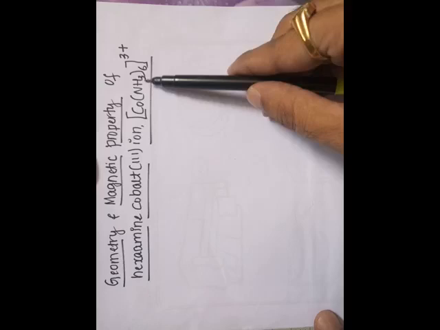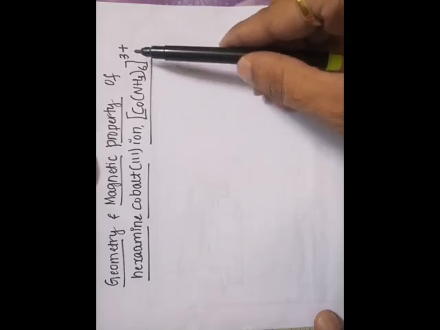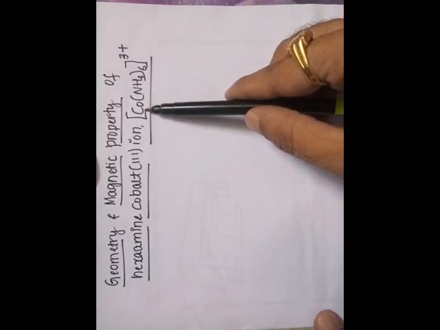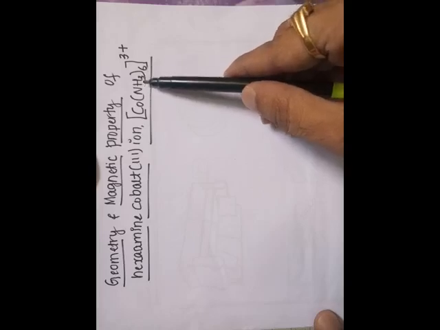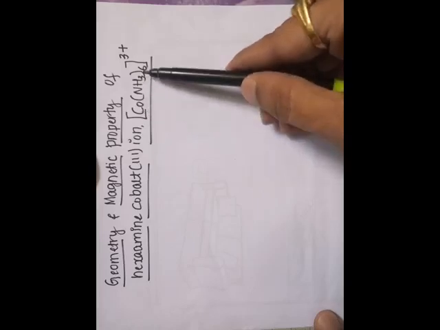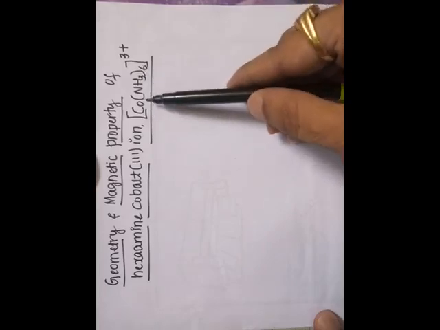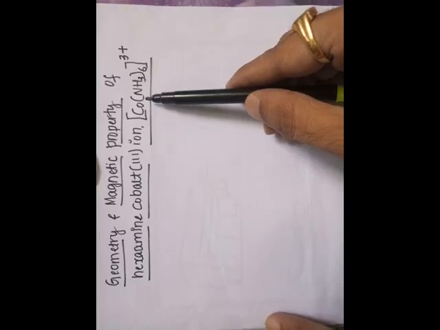Hello dear students, based on the valence bond theory, let us discuss the geometry and magnetic property of the hexaamine cobalt ion, that is [Co(NH3)6]3+ ion. Here the cobalt is the central metal ion and ammonia is the ligand. There are 6 ammonia ligands present in this complex ion. So let us discuss the geometry and magnetic property of this complex ion.